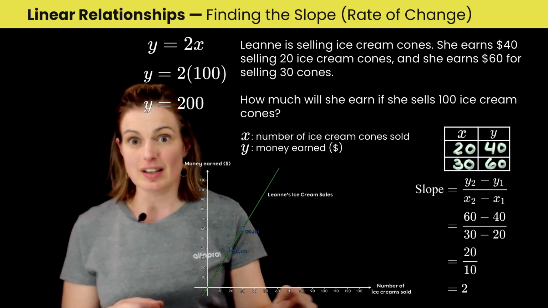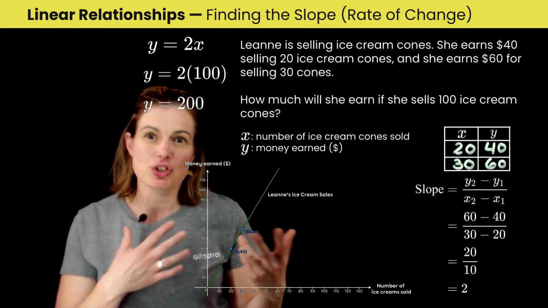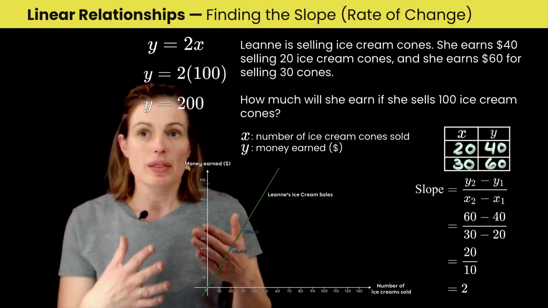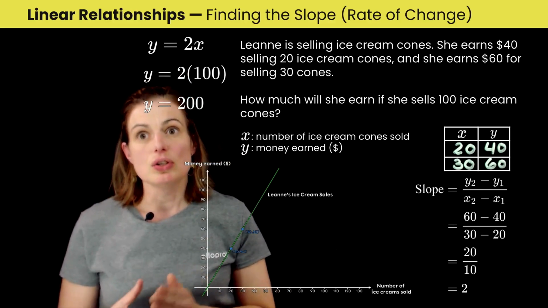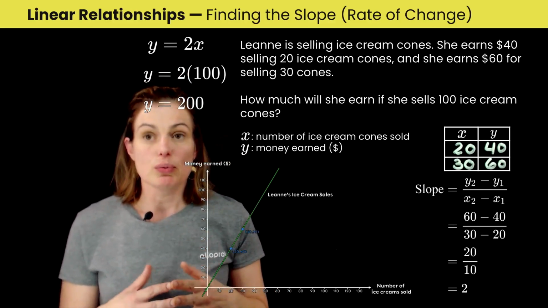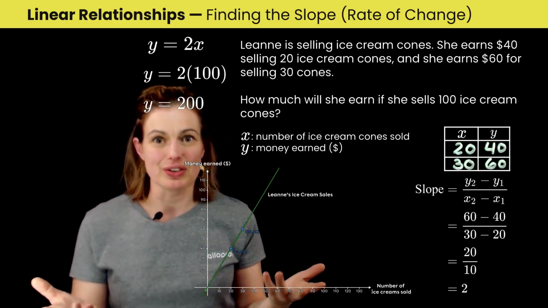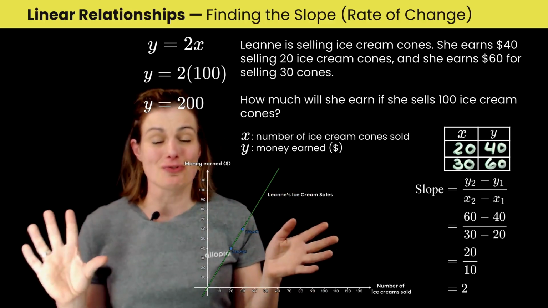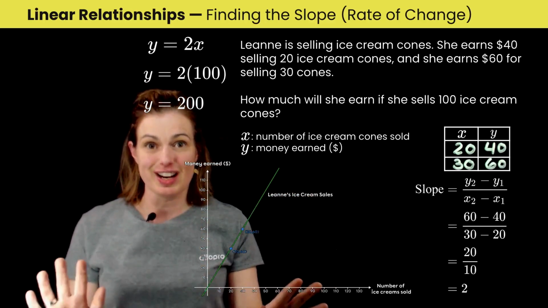So our x has got to be the 100. And we're going to multiply that x value by how much she's charging per cone. So that's where our slope or rate of change is going to come in right here. So 2 times 100, y is equal to 2 times 100. And that will result in y is equal to 200, which is $200. So Leanne, great haul there. $200 if she sells 100 ice cream cones.